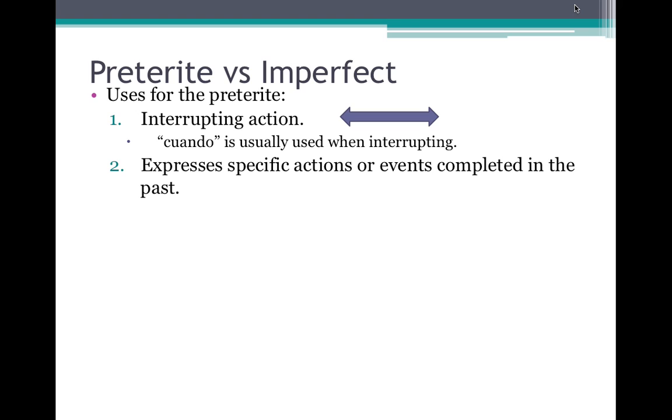Okay, so on that first line, it expresses specific actions or events completed in the past. An example I have is she took third place. It's just an event or an action of her taking third place. So we just talk about something that happened once. Boom, there you go.